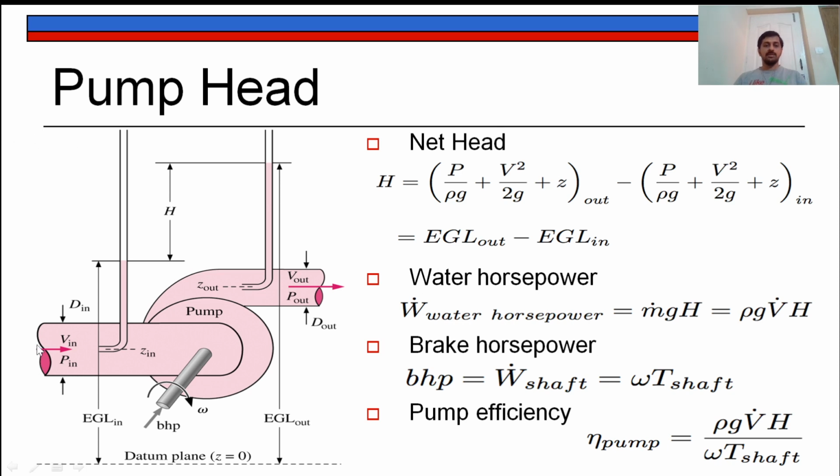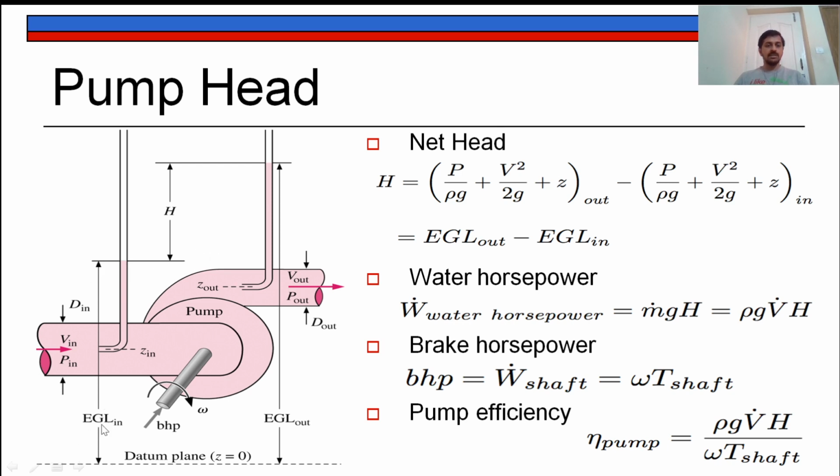Now coming to the pump head, as I mentioned: the velocity head, pressure head, and elevation head. You can see here there are two lines: the energy gradient line at the outlet and the energy gradient line at the inlet. V stands for velocity, P stands for pressure, and Z stands for elevation. So there is a reference plane, the datum plane, where Z is equal to 0. The inlet is situated at this much distance, and the fluid is entering the pump at a certain velocity and at a certain pressure. Fine.